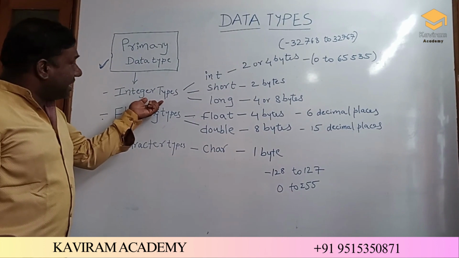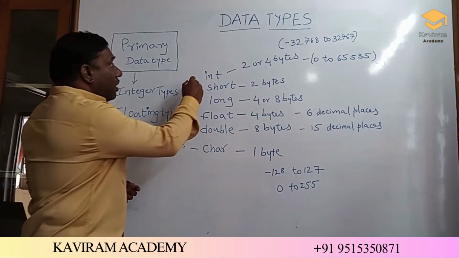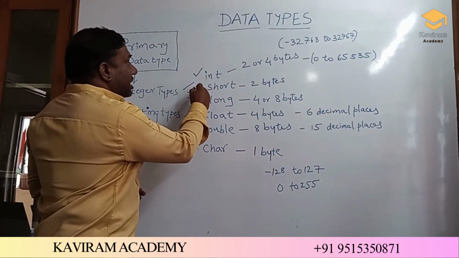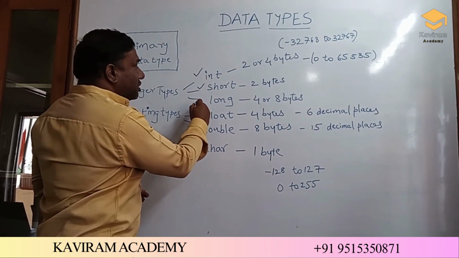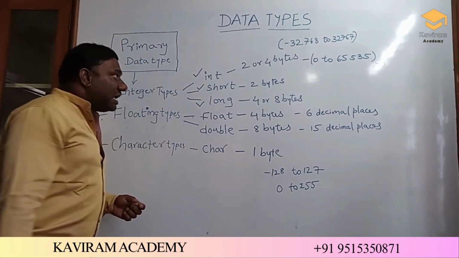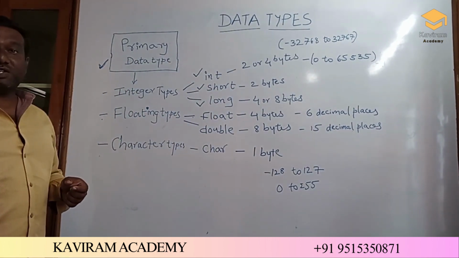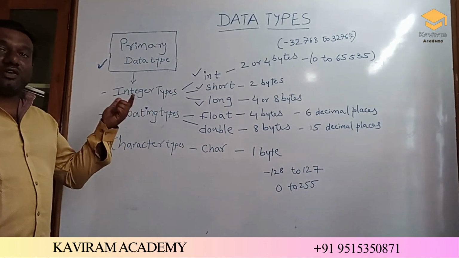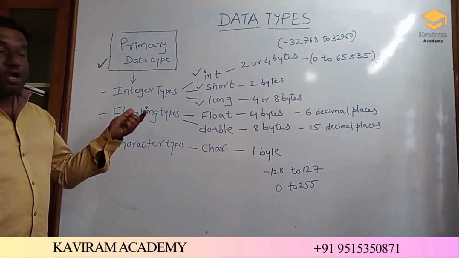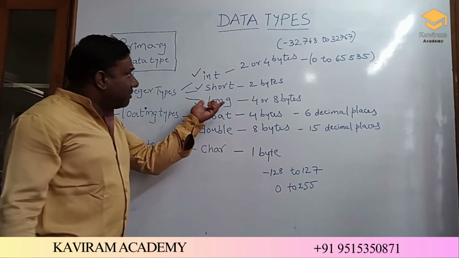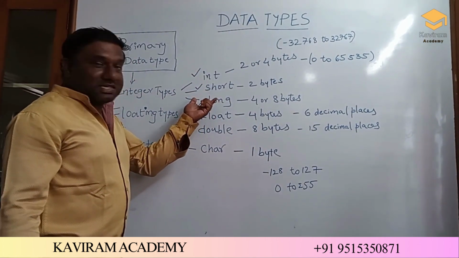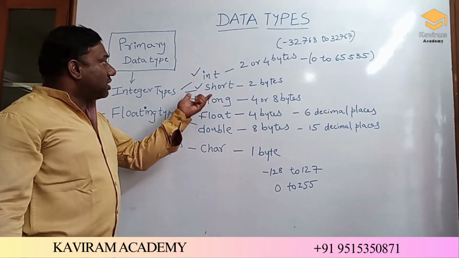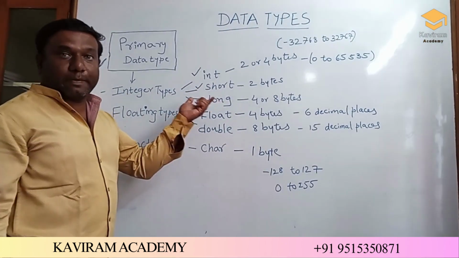In integer types, we have three. First one is int, next one is short, and the next one is long. All these three are special keywords in the C language. Since C language is case sensitive, we need to write all these keywords in lowercase letters only, because all these are predefined in the C program.